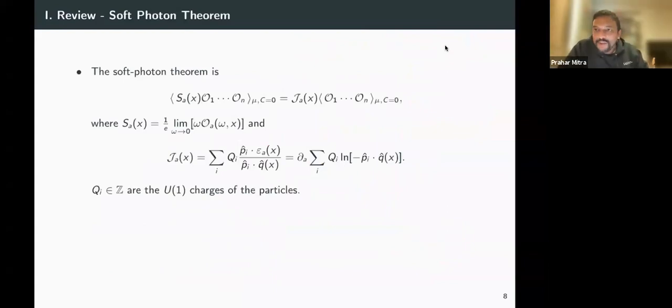Well, I'm still at the review, and we're almost done with time. Let me just go forward. So in the same notation, in the same language, we can now also describe what a soft photon theorem is. So remember what a soft photon theorem is. Perhaps you guys already know what it is.